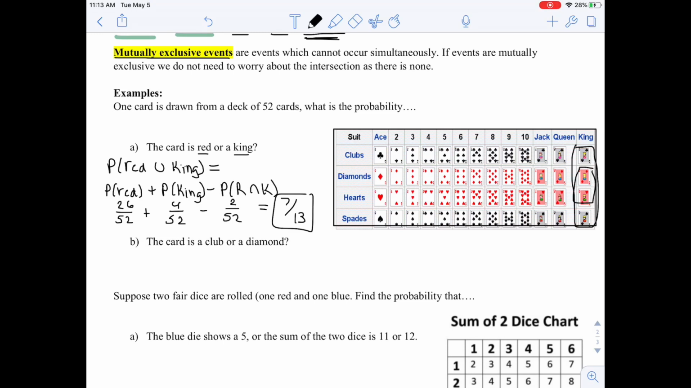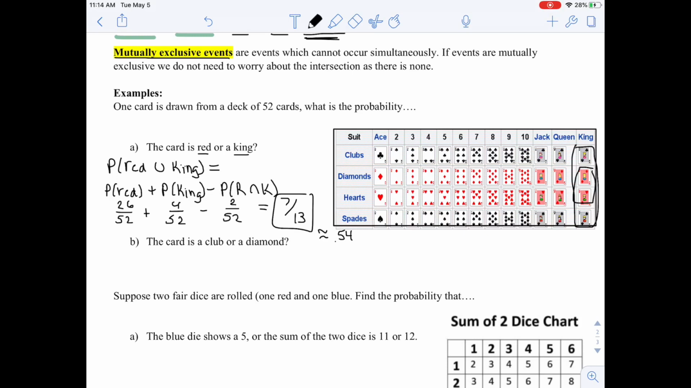So 7 over 13, or if you want to write that as a decimal, okay, that's about 0.54. So about 54% of the time, when you pick a card out of a deck, you're going to pick a red or a king, which makes sense. If reds are half the deck, and then there's a couple kings that are black, then we do have a shot to go a little higher.